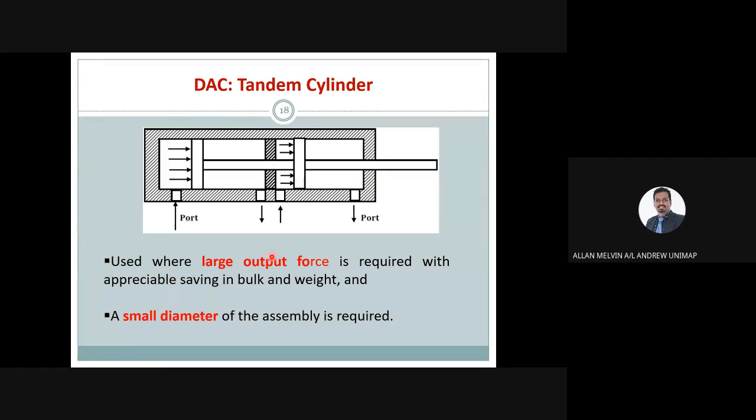Okay, use where large output force is required with applicable saving to bulk and weight. So when you don't want the cylinder to be too long, but you want it to have the rod ni, dia boleh buat double the force. Macam tadi the normal double acting cylinder. So let's say the rod can push up to 10 newton, tandem cylinder dia boleh push at 20 newton sebab dia ada dua extra force. Walaupun length dia akan jadi pendek sikit lah. And you only use a small diameter of the assembly.